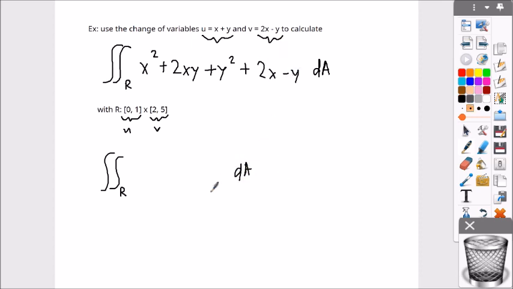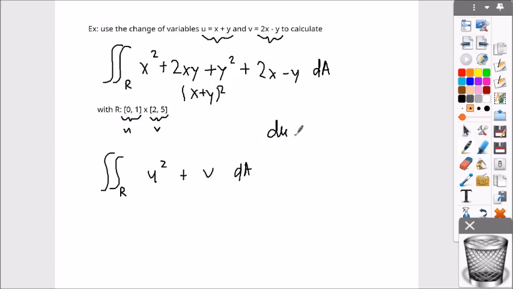Notice 2x minus y is right there, so you can just put v, and then x squared plus 2xy plus y squared is x plus y all squared. So it's u squared. So yeah, that's it. Or is it? Is that it? No, it's not. Why? Because we have to take into account the Jacobian as well. So how do we calculate the Jacobian?